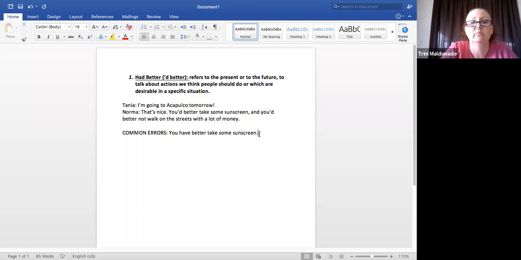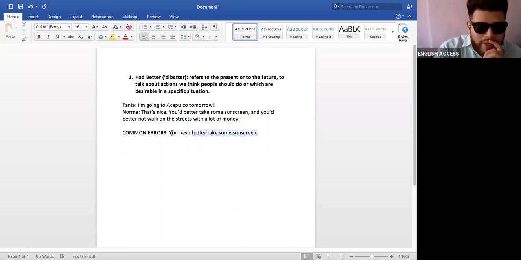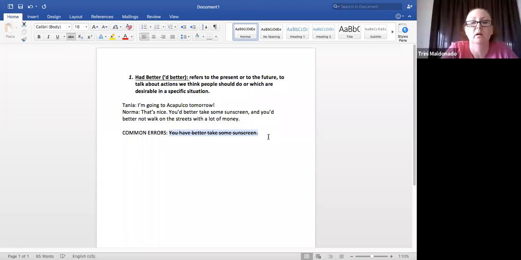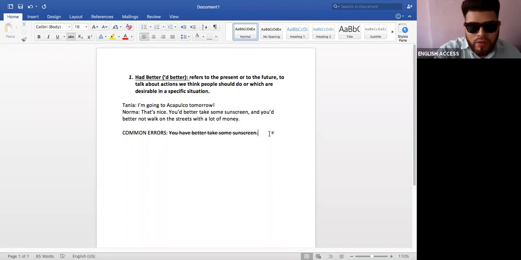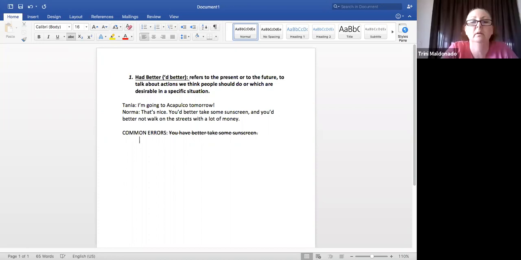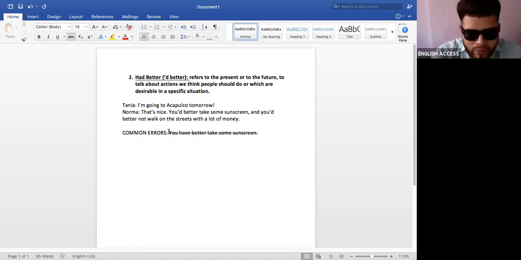Sunscreen. This right here is not correct. Do not use have. You better take. You better have. So that's common error number 1.